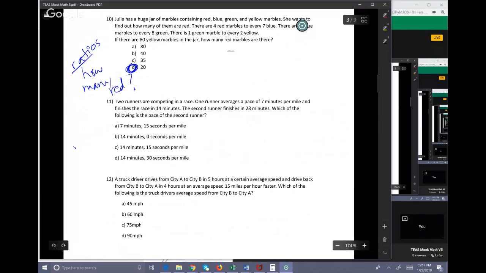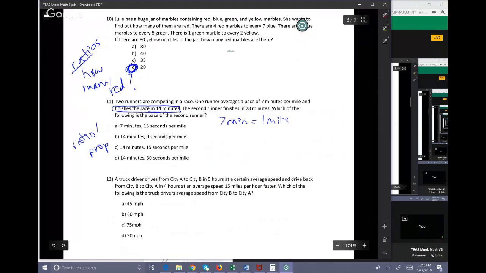11 is a ratio and proportion as well. This one might be tricky to some of you, but not to others. So what I'll do is I'll just show you sort of what my work was in the interest of moving on. So 7 minutes is the pace for 1 mile in the first runner. So if 7 minutes is 1 mile and they finish the race in 14 minutes.